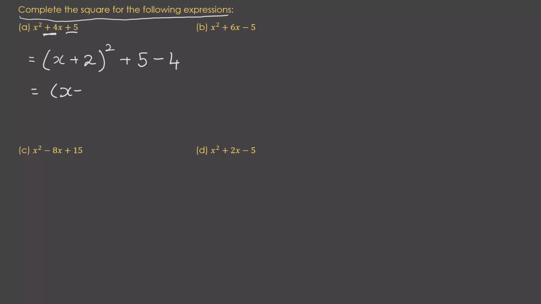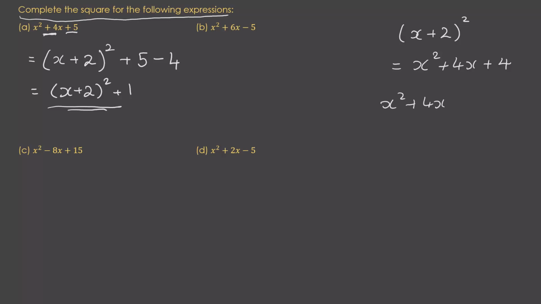Then we tidy, and we have x plus 2 all squared plus 1. So let's think about how that works. If I have x plus 2 all squared, we know that that gives me x squared plus 4x plus 4. So if I have x squared plus 4x plus 5, that's got to be equal to x plus 2 all squared, which gives me this. Add an extra 1 because the constant here is 4 and the constant here is 5.